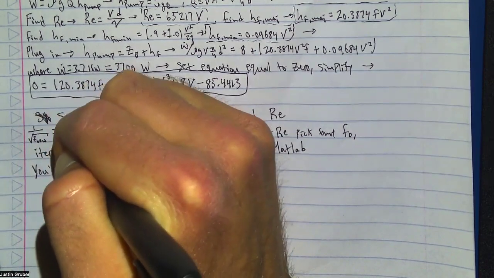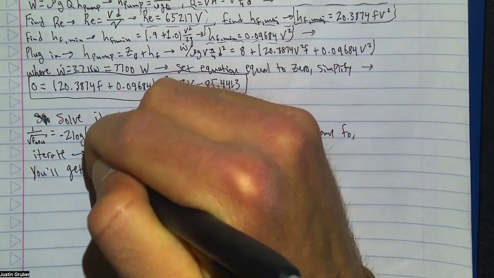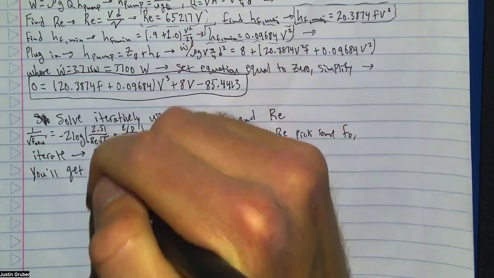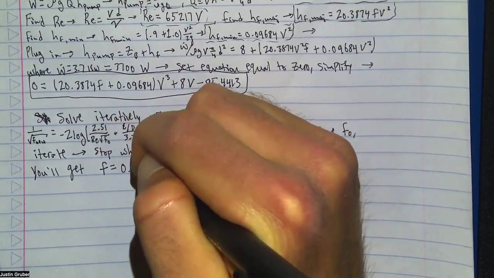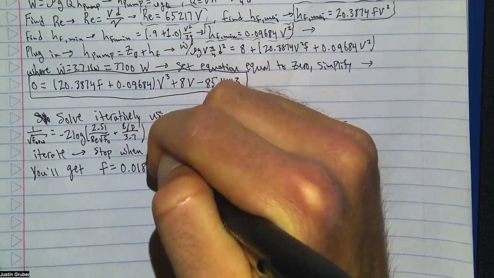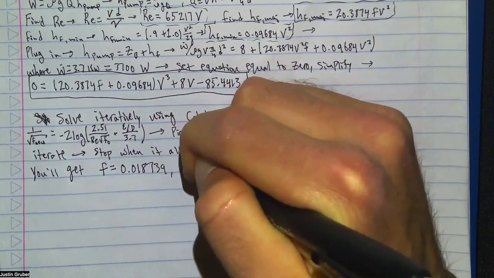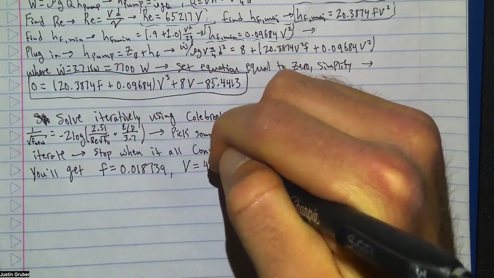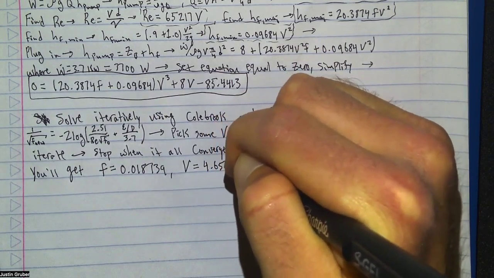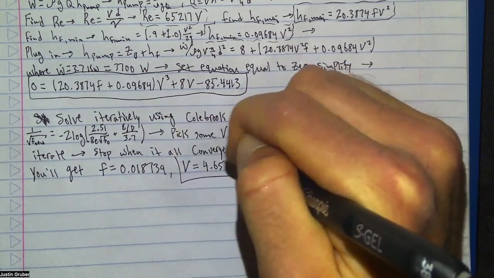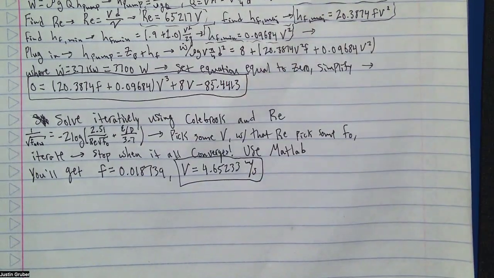Anyway, at the end of the day, you'll get F equal to 0.018739 and V equal to 4.65233 meters per second. And so the velocity is the important one.